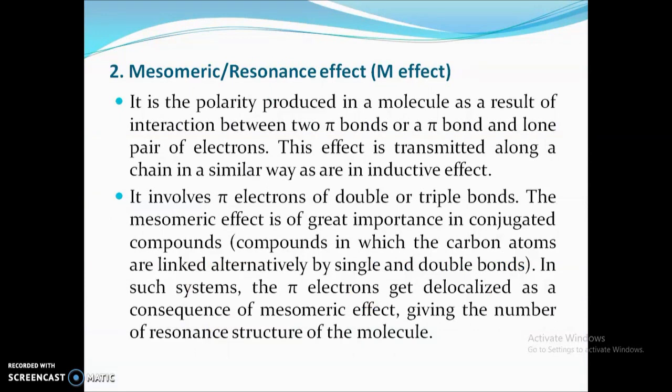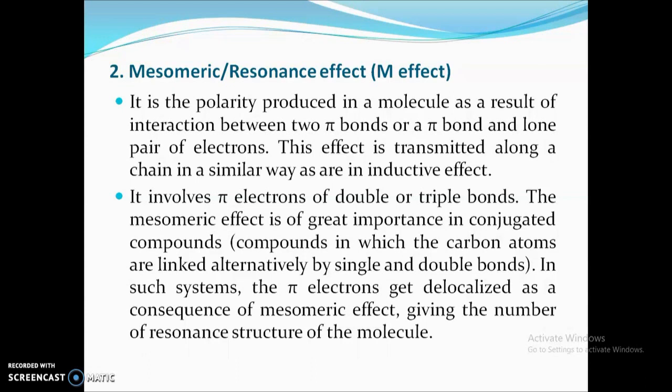Now we come to the second factor, that is Mesomeric effect or resonance effect. It is basically a stabilization phenomenon where polarity in a molecule is produced due to interaction between pi bonds, or between pi bonds and lone pair of electrons. Just like inductive effect, here also the effect is transmitted along a chain.